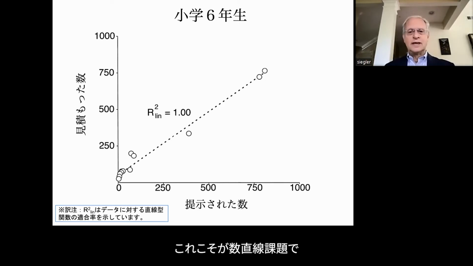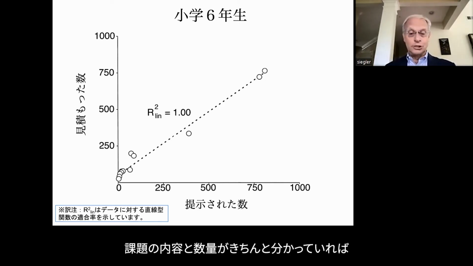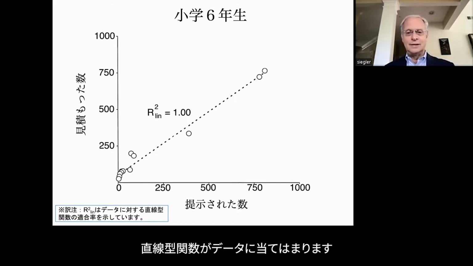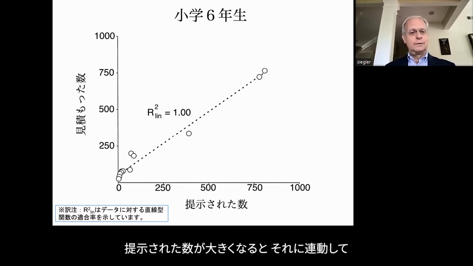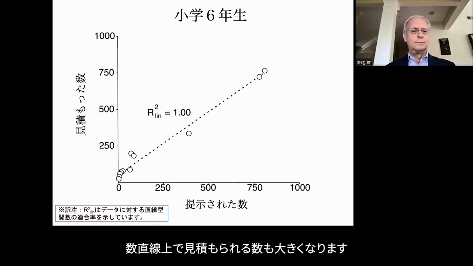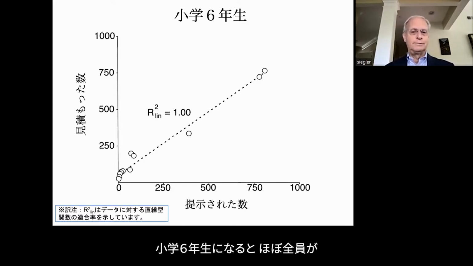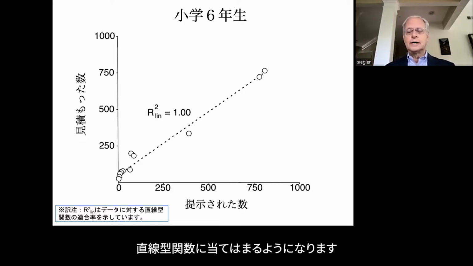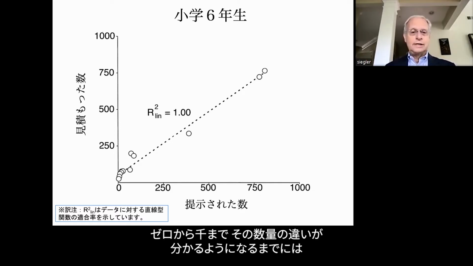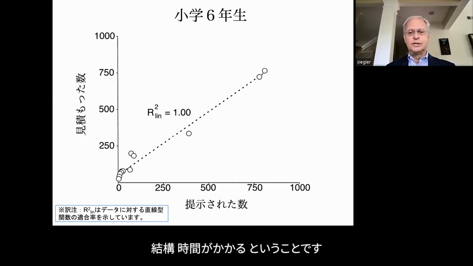So you see, this is what people are supposed to do on this task. This is what, if you understand numerical magnitudes and the task, you would do. So the bigger the number presented, the bigger the median estimate, and the function is linear. And here the linear function, both with individuals and with the group, accounts for pretty much all the variance. So it takes a while to learn this for the 0 to 1,000 numerical scale.